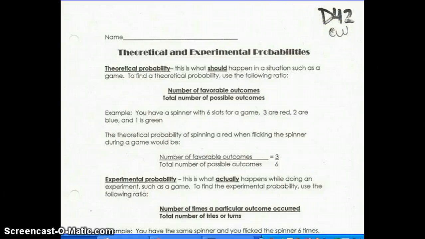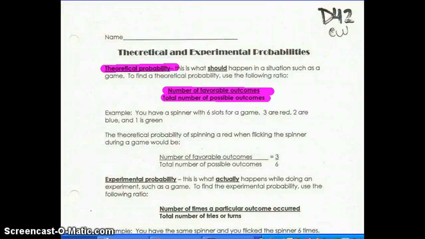These are the D42 notes on theoretical and experimental probabilities. Theoretical probability is what should happen in a situation such as a game. To find a theoretical probability, use the following ratio. You take the number of favorable outcomes out of the total number of possible outcomes. So this is the kind of probability that you did last year and this year yesterday.